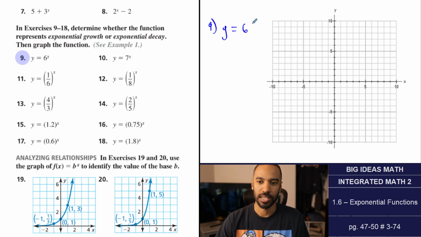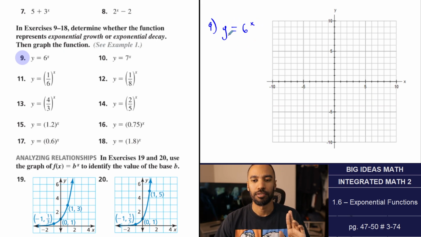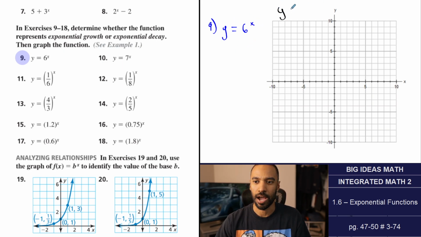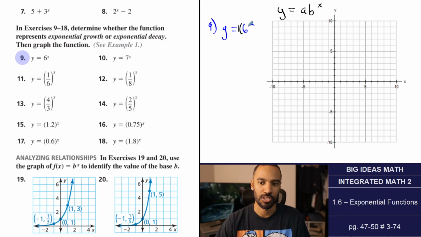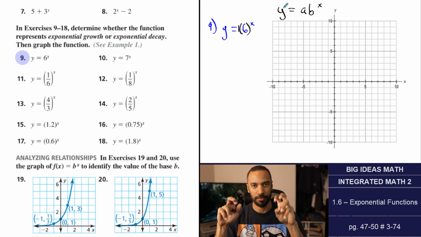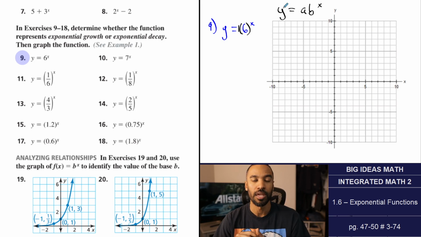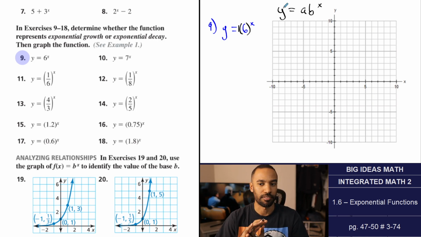Y equals 6 to the x power. Now, for the sake of all of these being y equals ab to the x power, I do want to point out that the a value in this case is 1. And that's important for my graphing thing because I'm not going to use a table, and I want to also show where the asymptote and stuff goes on it.